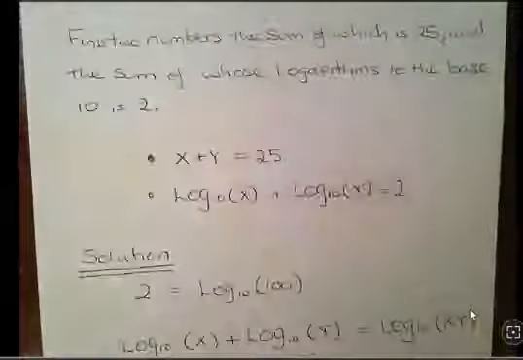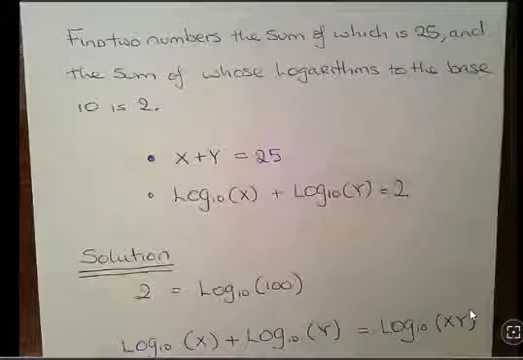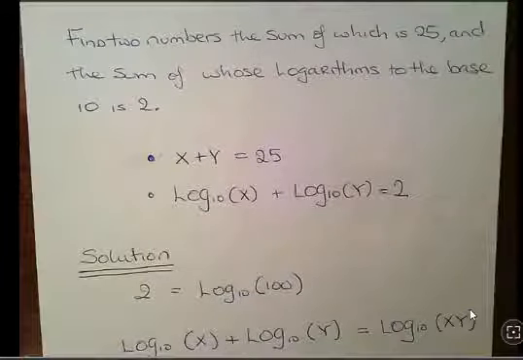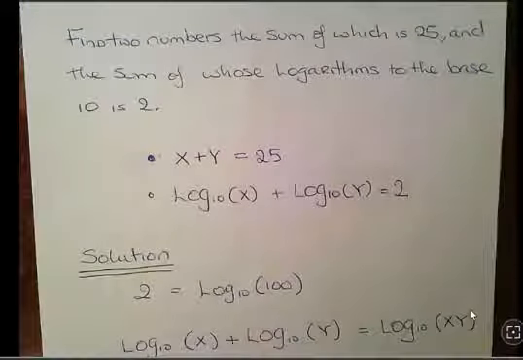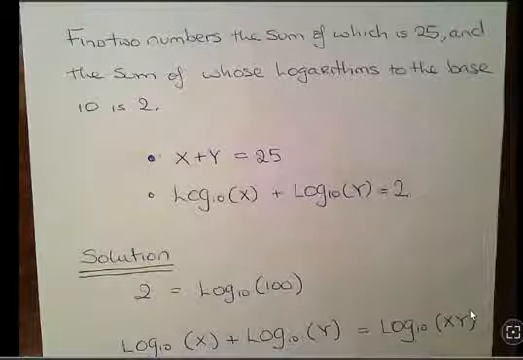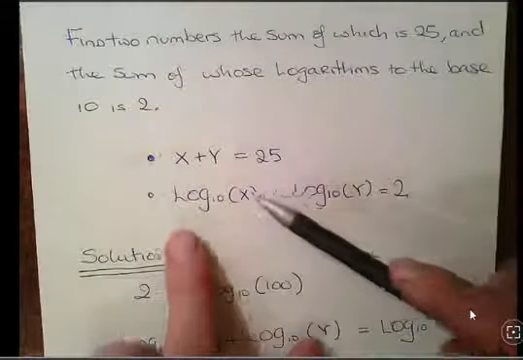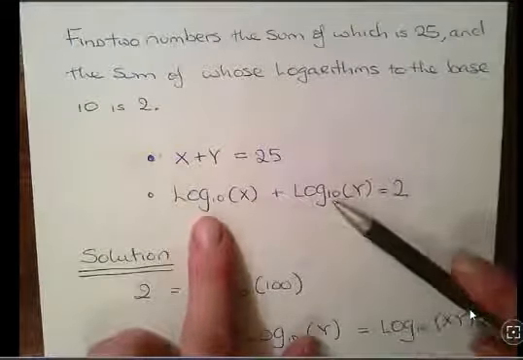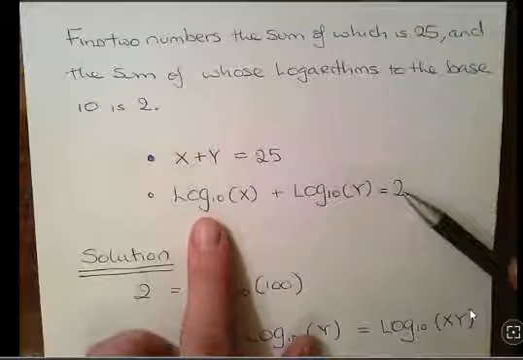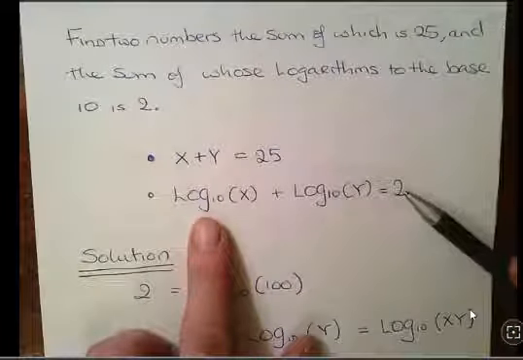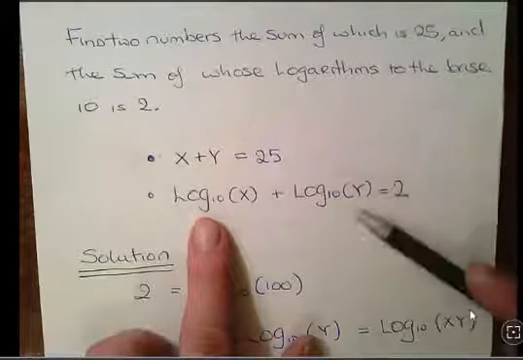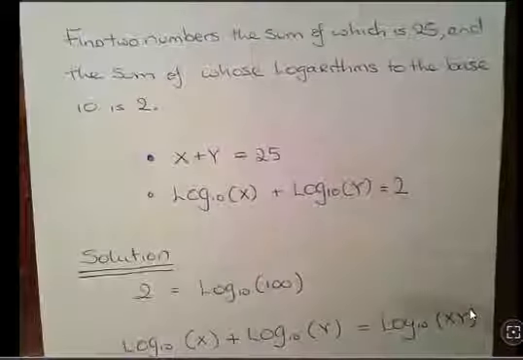Okay, good. So the next question is as follows. Find two numbers, the sum of which is 25, and the sum of whose logarithms to the base 10 is 2. So we have two numbers, we're going to call them x and y, and the sum of those numbers is equal to 25. And log of x to the base 10 plus log of y to the base 10 is equal to 2. That's just what we have above written mathematically, so a little bit easier to follow.